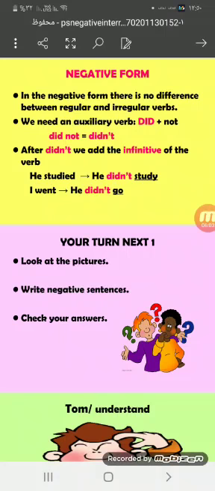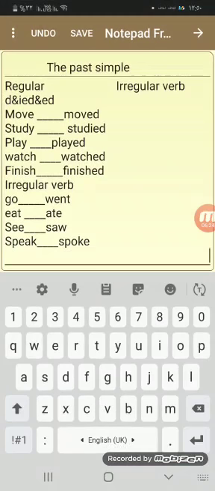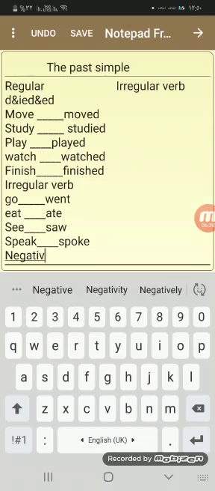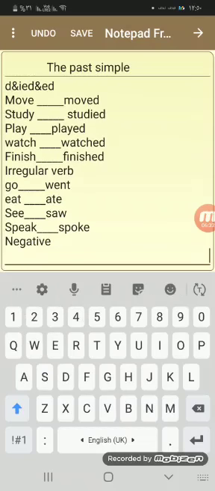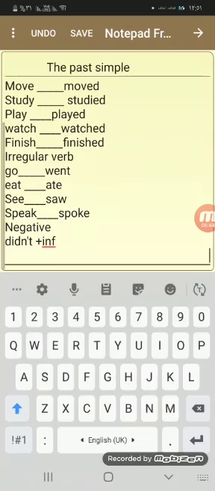Now, let's take how to make negative form. If you want to make negative in the past simple, we use didn't. Let's write negative form. We use didn't plus infinitive. What's the meaning of infinitive? After didn't, don't add anything to the verb.